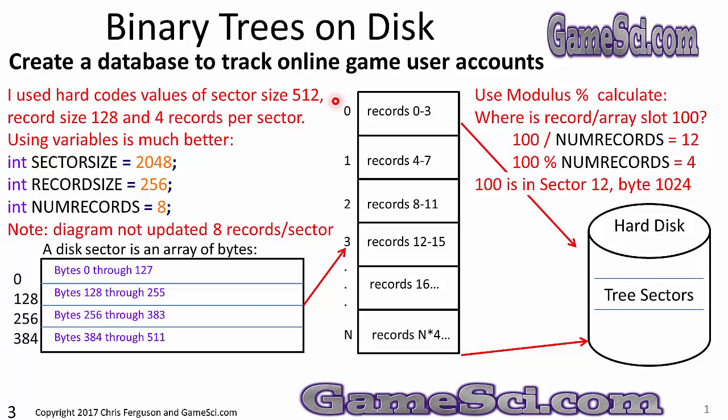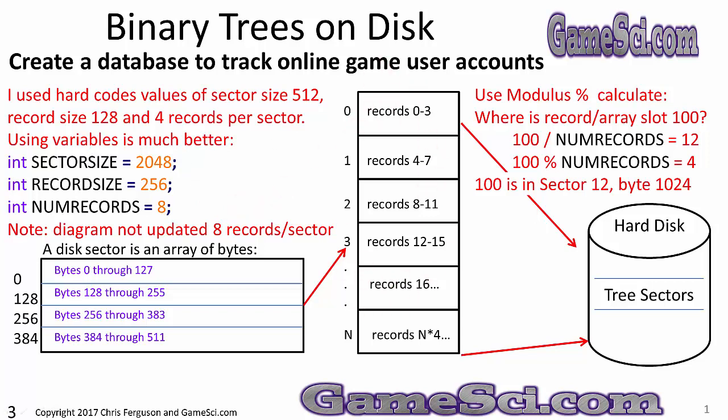I used hard-coded values like sector size 512, record size 128, and 4 records per sector. Using variables is much better than using hard-coded values. At some point, you want to set up an int sector size to tell you how many bytes are in each sector. Let's say 2048. You want to set up an int record size to tell you how big each record is. You want to set up an int number of records to tell you how many records you're storing per sector. Note, the diagram was not updated for 8 records per sector. This diagram is the old diagram.